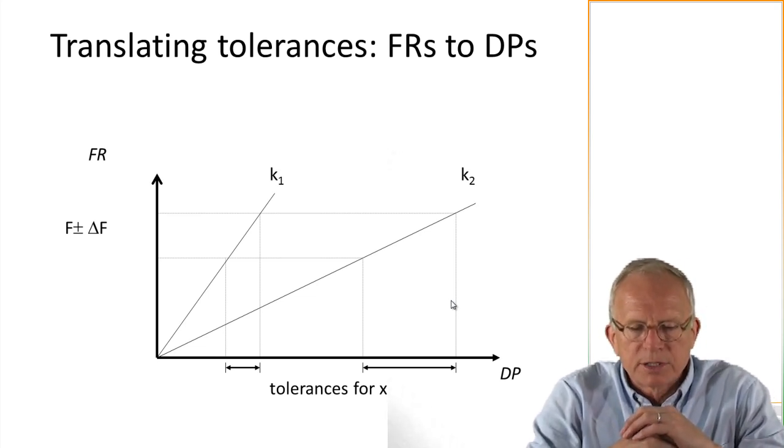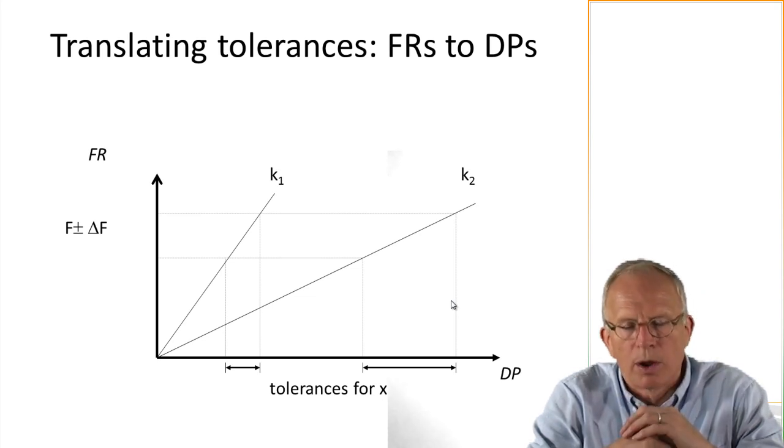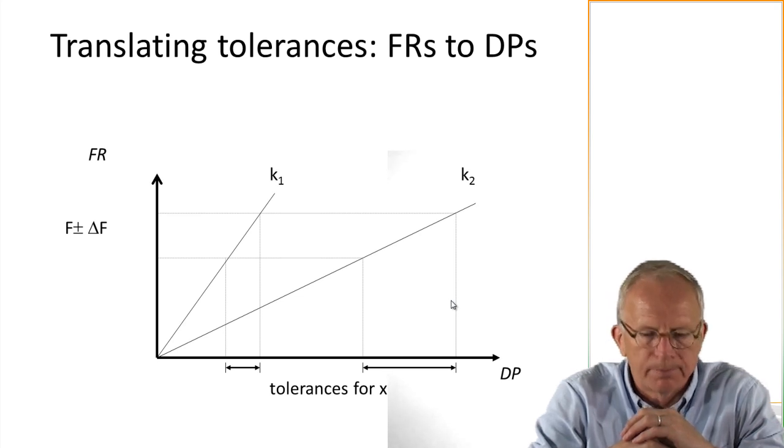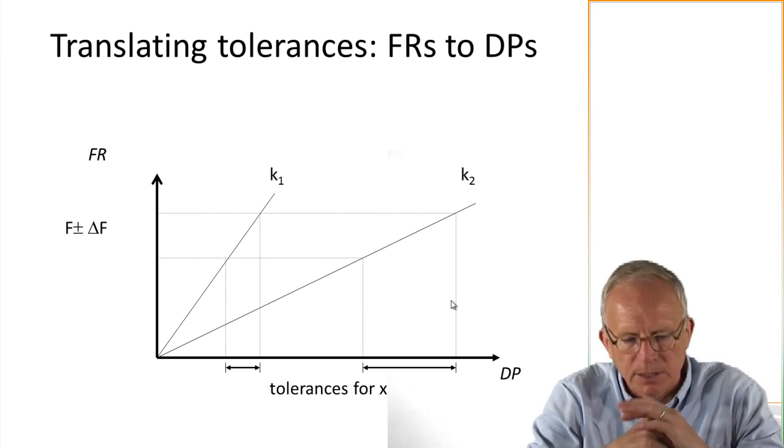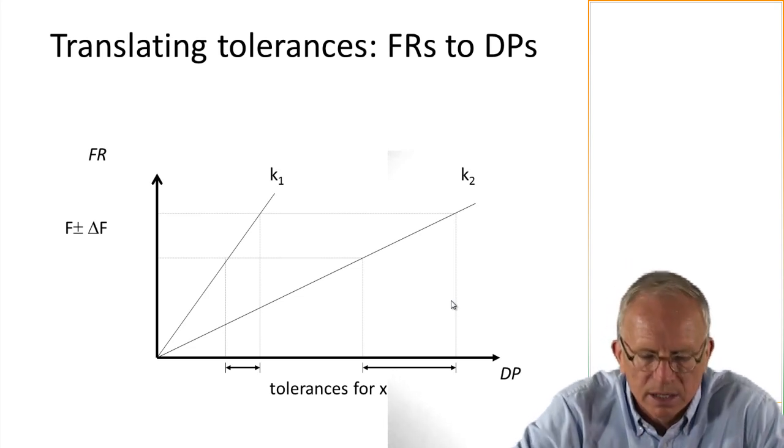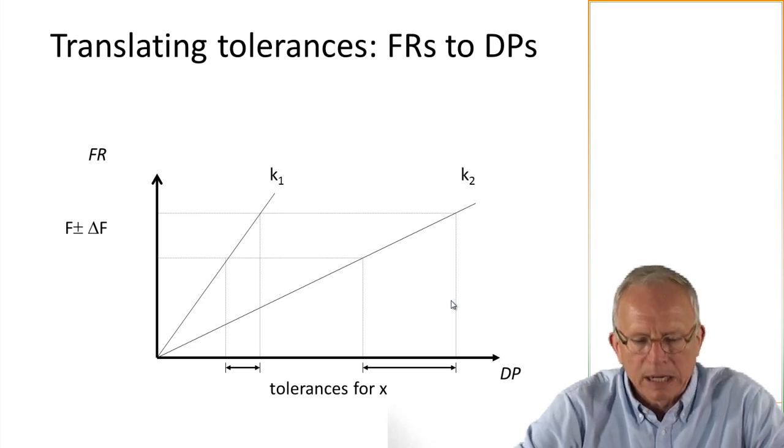So the two springs can be represented by K1 and K2, K1 being the stiffer spring with a steeper slope. And so what we can do then is see where the tolerance on the FRs intersects with this description of the relationship between the FR and the DP, which is essentially the slope here, indicated by the lines K1 and K2.